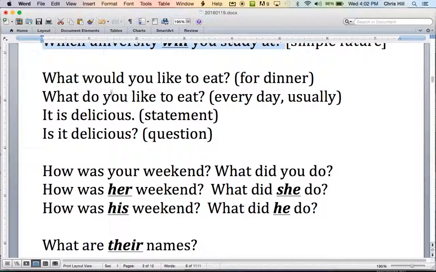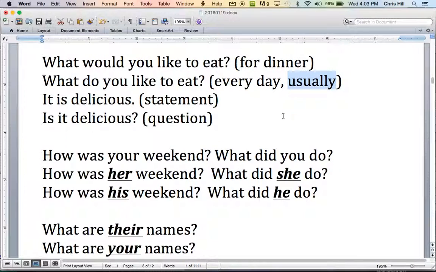Some other questions. What would you like to eat? This is a question about for dinner right now. If you could eat something, what would you like? Would makes it kind of polite. What do you like to eat? This is simple present. Again, this is asking every day or usually.